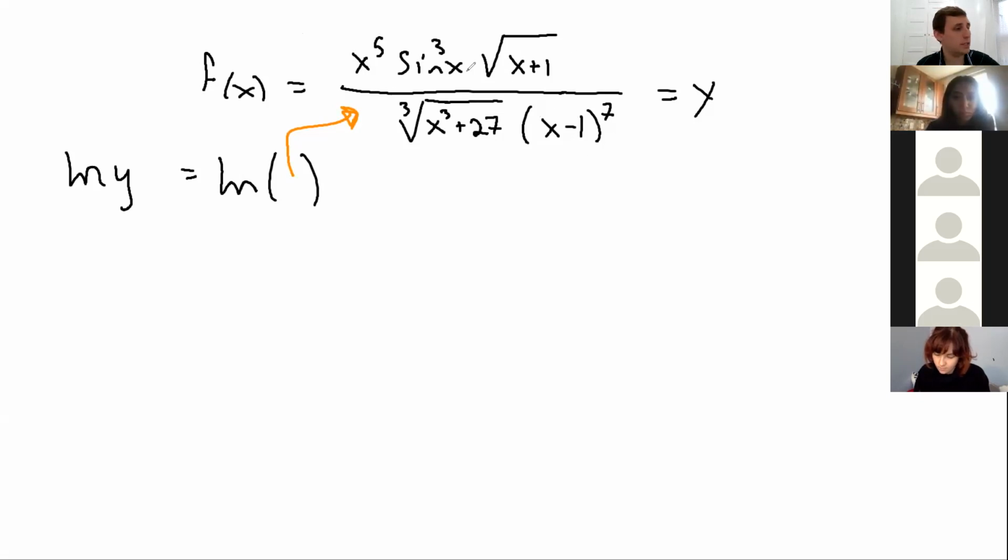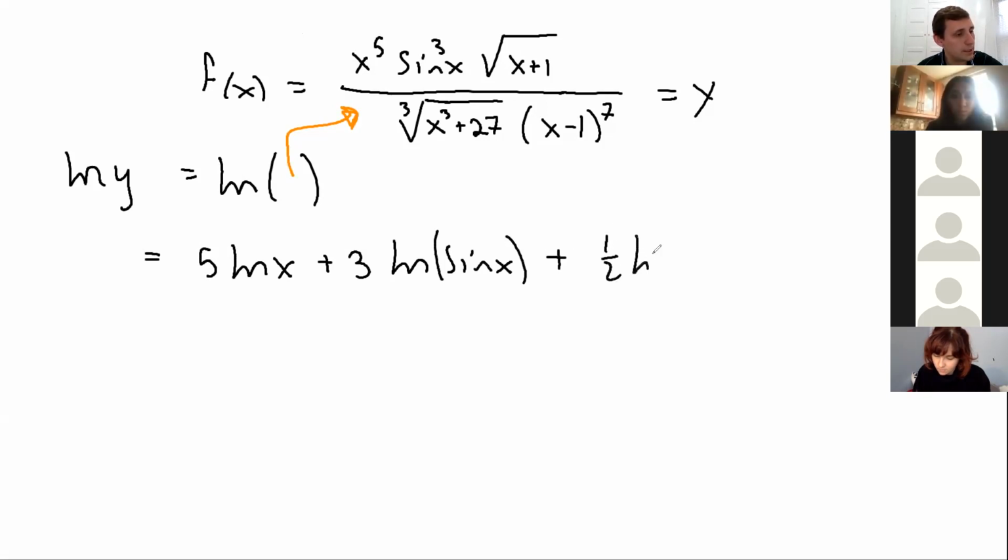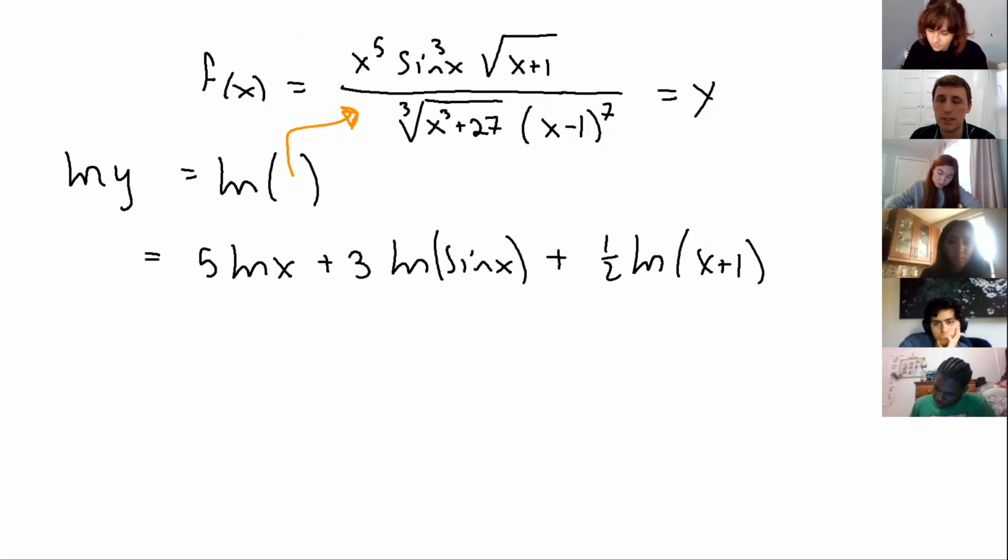So what will I be getting? I will be getting 5 ln x plus 3 ln sine x plus 1/2 ln of x plus 1. I took care of the numerator. Has anyone been confused by me skipping the steps and writing it out? Right, you let me know if you have and where.